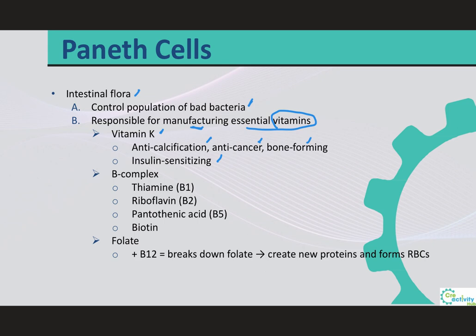Now, thiamine, riboflavin, pantothenic acid, and biotin all belong to the group of B vitamins, also known as B complex vitamins. In fact, thiamine can also be called vitamin B1. Riboflavin is also called vitamin B2. Pantothenic acid is vitamin B5.